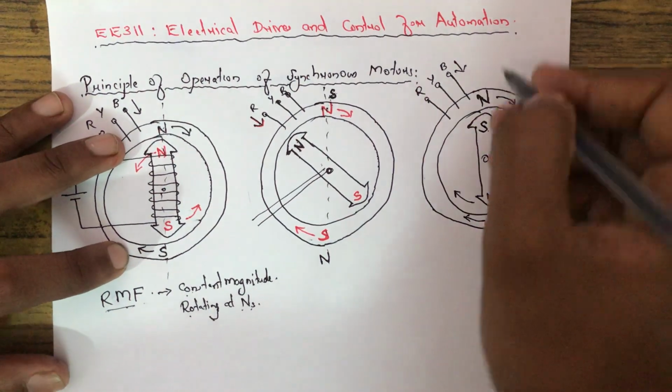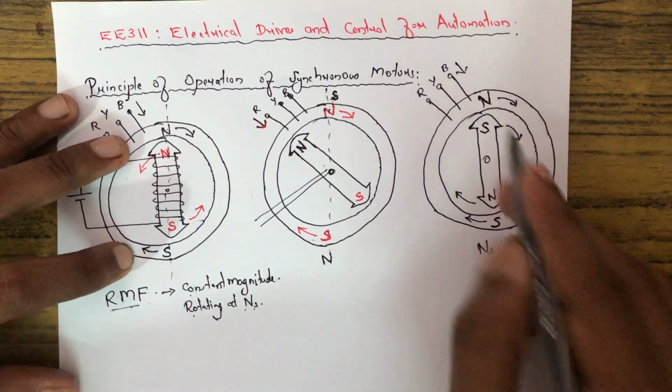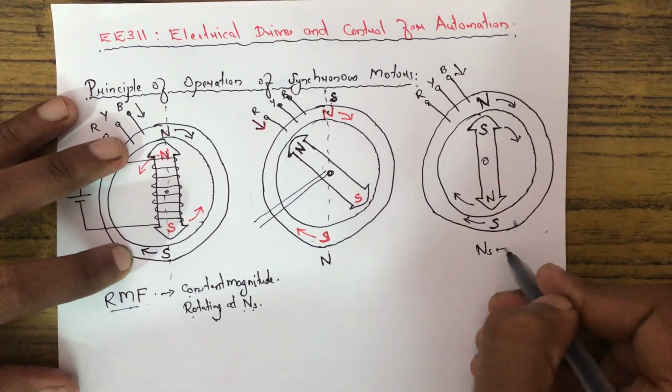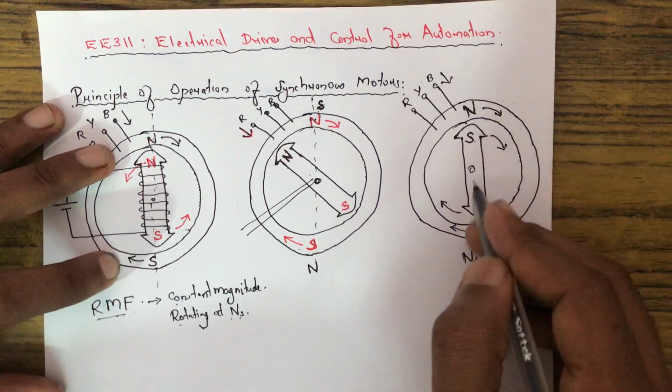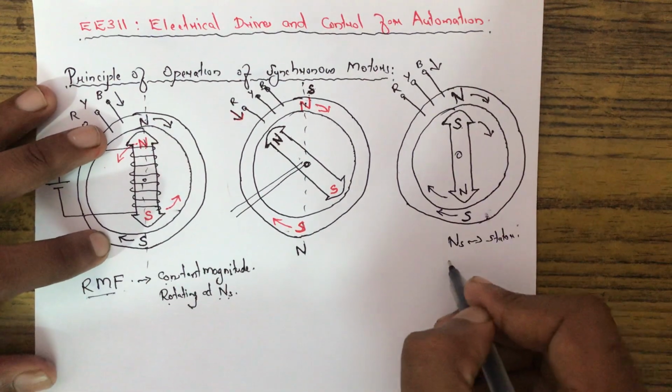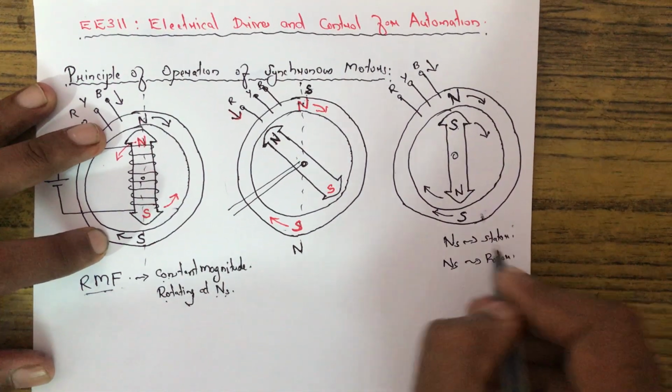And at what speed will the stator poles always rotate? Whenever the 3-phase supply is given to a 3-phase winding, the stator poles will be running at synchronous speed. If so, once magnetic coupling happens, what will happen? The rotor will also be running at synchronous speed.